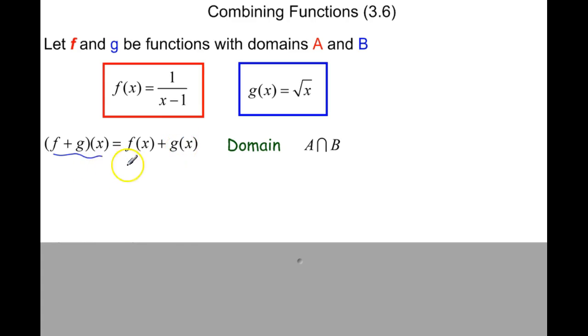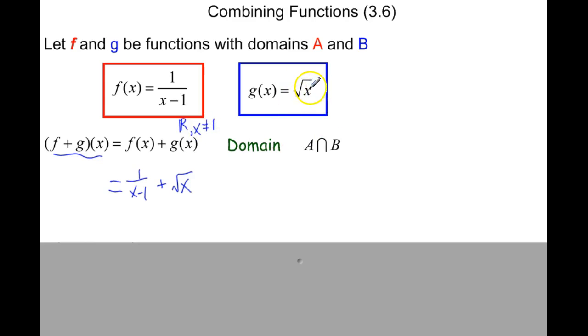So to add the functions, you would just say this is equal to 1 over x minus 1 plus square root of x. And I've added them. I guess the only thing that's a little bit tricky is the domain. So the domain of this guy would be all reals, except x cannot equal 1.